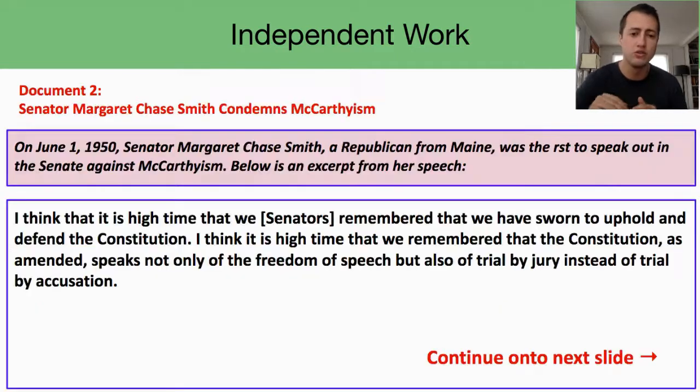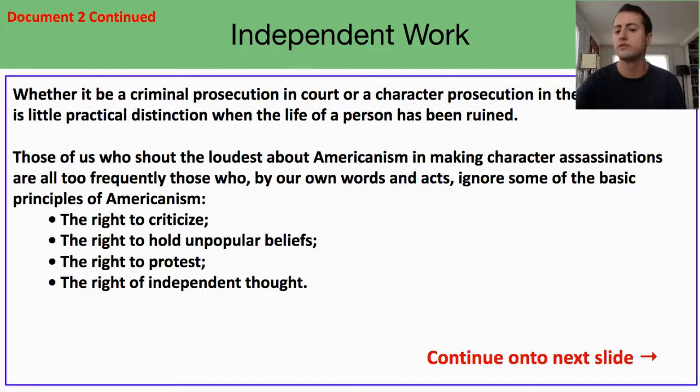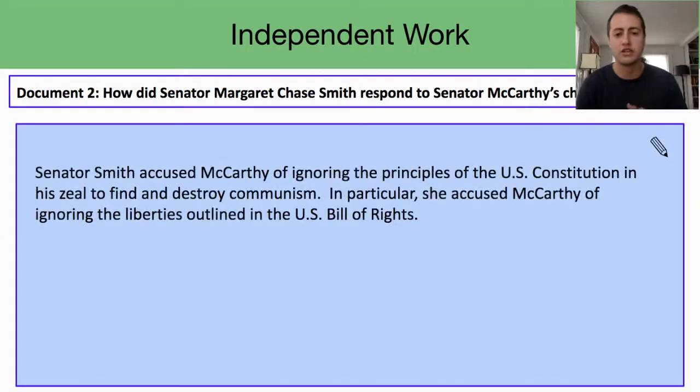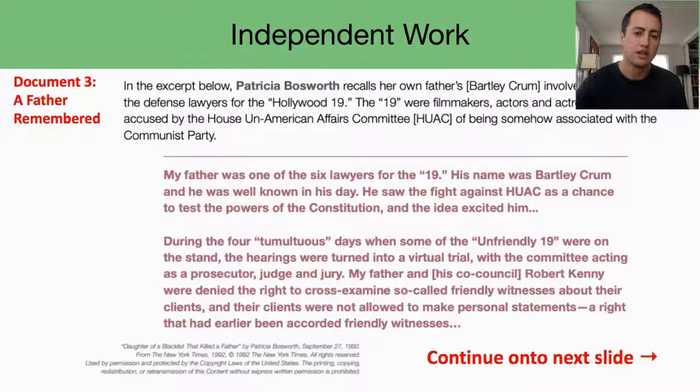Document 2 is Senator Margaret Chase Smith, who was one of the most outspoken critics of McCarthy. So remembering that he wasn't standing without opposition is important, and she really brings in the freedom of speech and our Bill of Rights and how he violated them. So how did she respond to McCarthy? By accusing him of violating the Constitution.